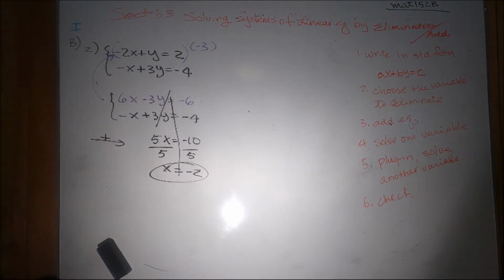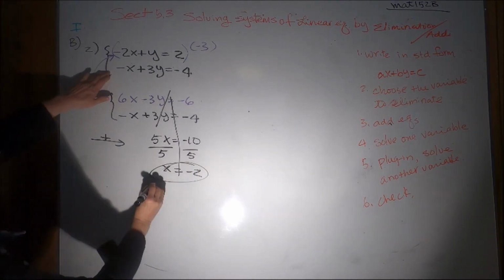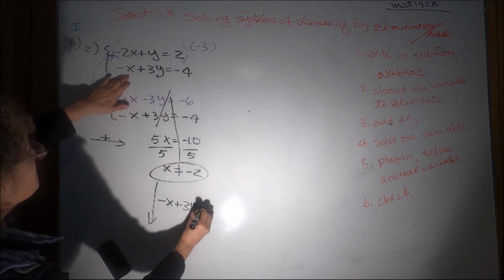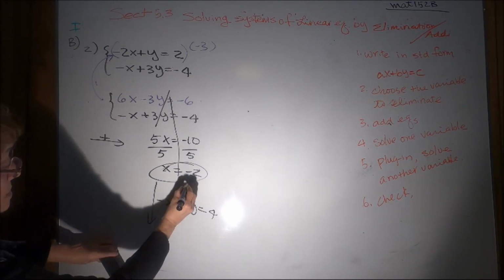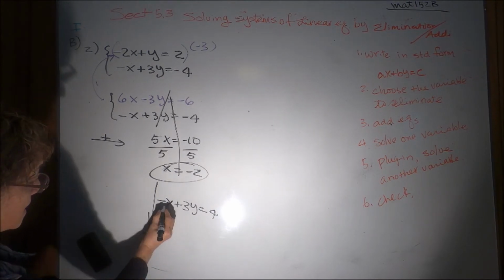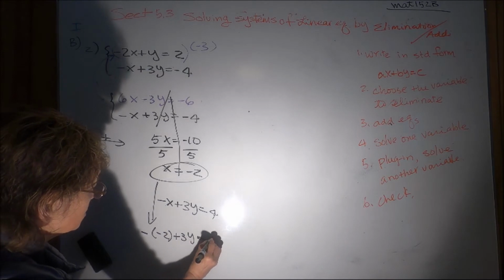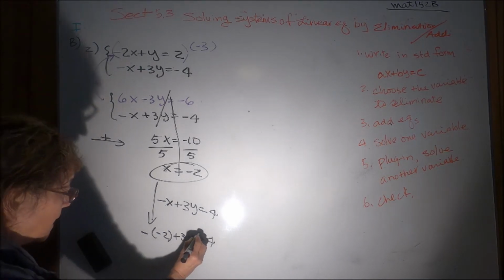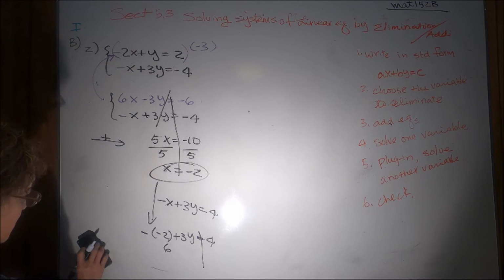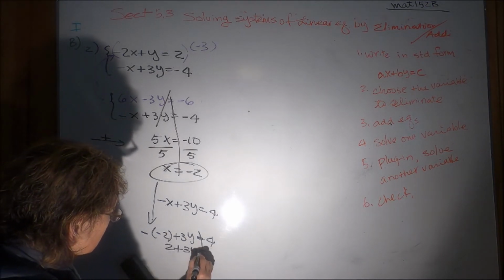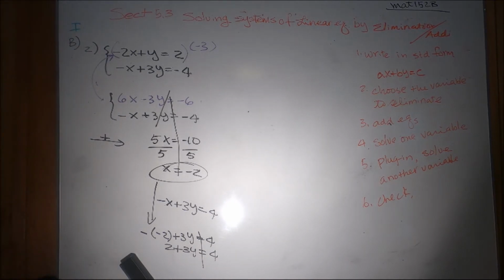Found one answer. Then you plug in any one of them. If I plug in the second one, it looks easier, right? So negative x, negative 2, plus 3y. Make sure you take care of your signs correctly. Oops, that's 2 plus 3y. Is that right?